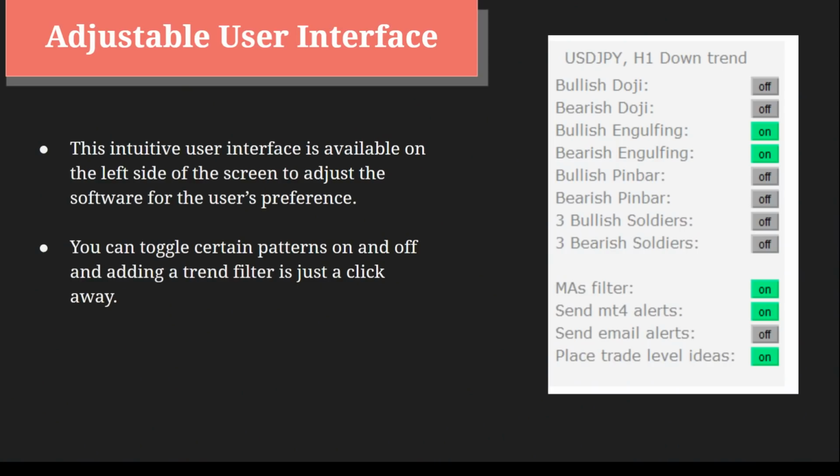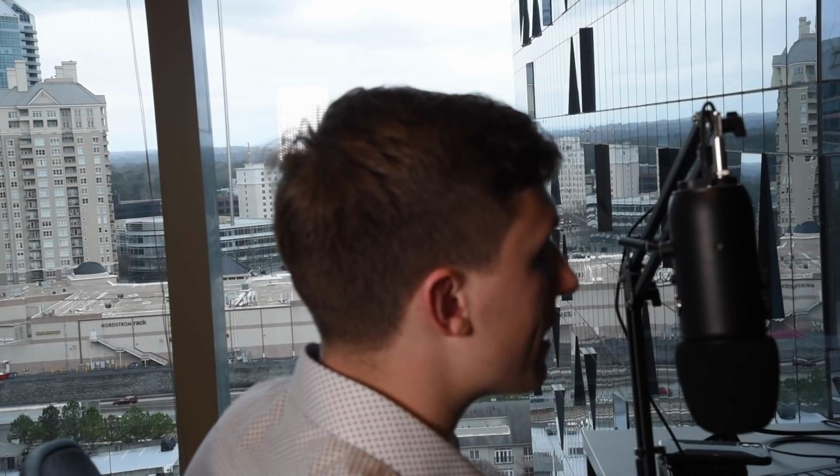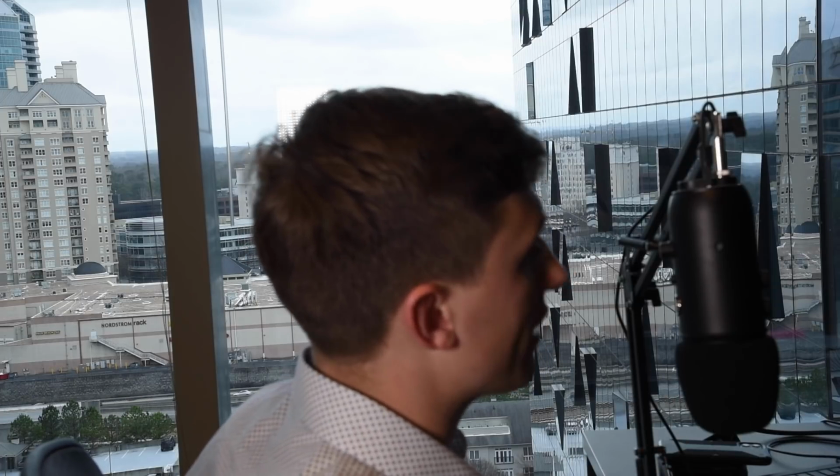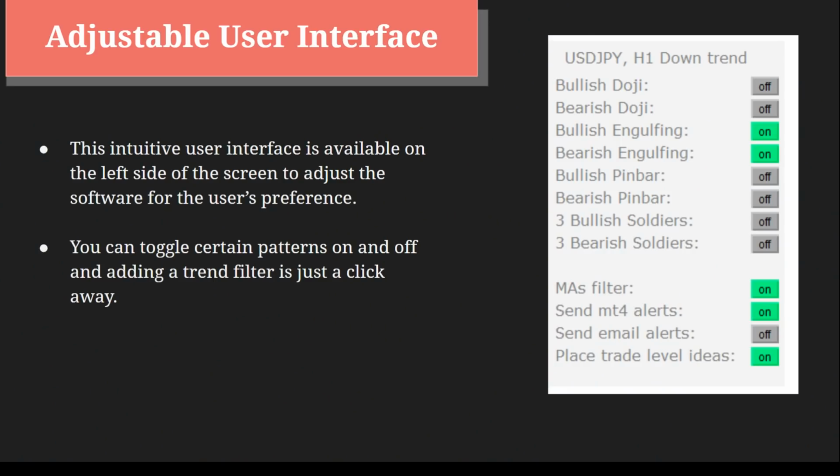Next up we have that adjustable user interface, which is very important in my opinion. You can see over here on the right side of the screen, we have all of our different settings that can be toggled on or off simply by pressing a button, which to me is super cool. You can add an MA filter, basically add the direction of the trend if you want to. So for example, if you're in an uptrend, it will only scan for bullish setups. If you're in a downtrend, it will only scan for bearish setups. And then you have the different options to send MT4 alerts and email alerts. We'll get into that a little bit more in a moment. So you can toggle certain patterns on or off and add a trend filter if you like to do that. It's just a simple click and it will adjust the way the robot is scanning for you.